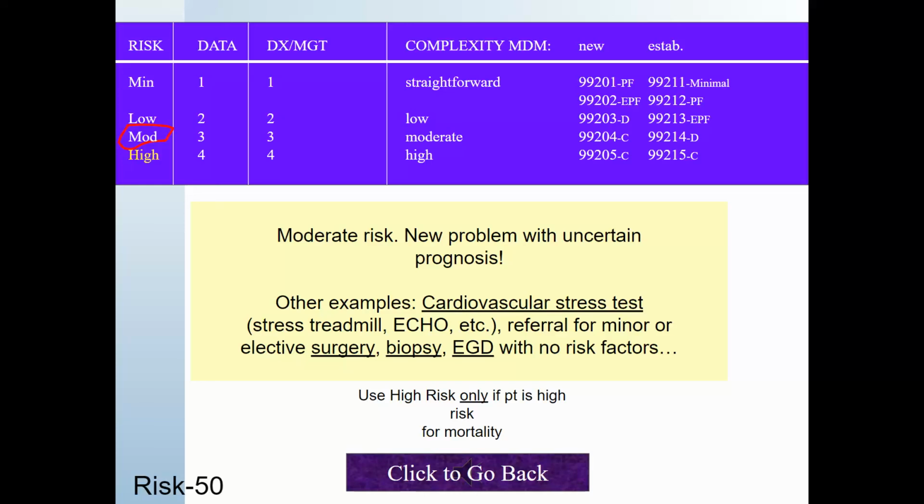So in this section, we have tried to review some easy components of risk. We'll stop here and go on to our next section of data next time, and we'll review those components of complexity of medical decision making.